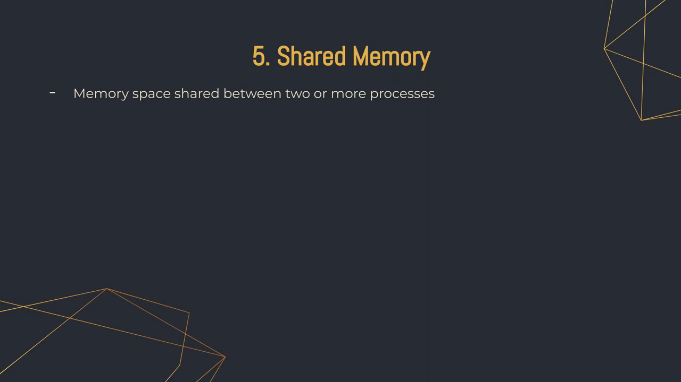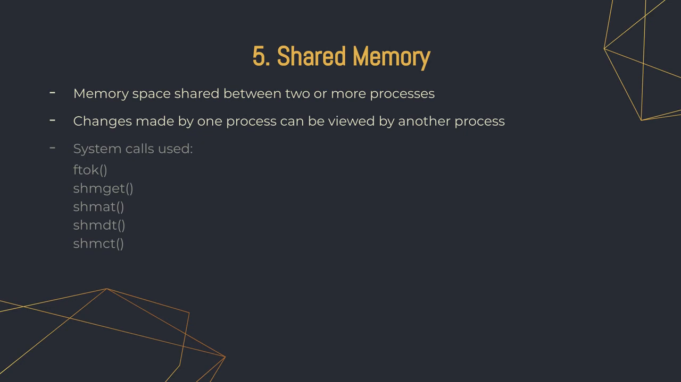Now, memory space here is shared between two or more processes. So the changes made by one process can be viewed by another process. Each process has its own address space, and if any process wants to communicate with it, then all it needs to do is form its own shared memory space from which other processes can view the information.